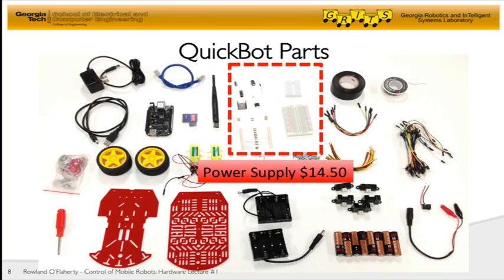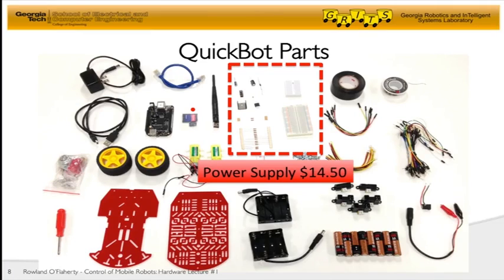Then we have the power supply components. The QuickBot is going to run off 8 AA batteries, hooked in series, which give you around 12 volts. So this brings that voltage down to 5 volts, which is needed for the BeagleBone Black to run. And so here are the components for that.